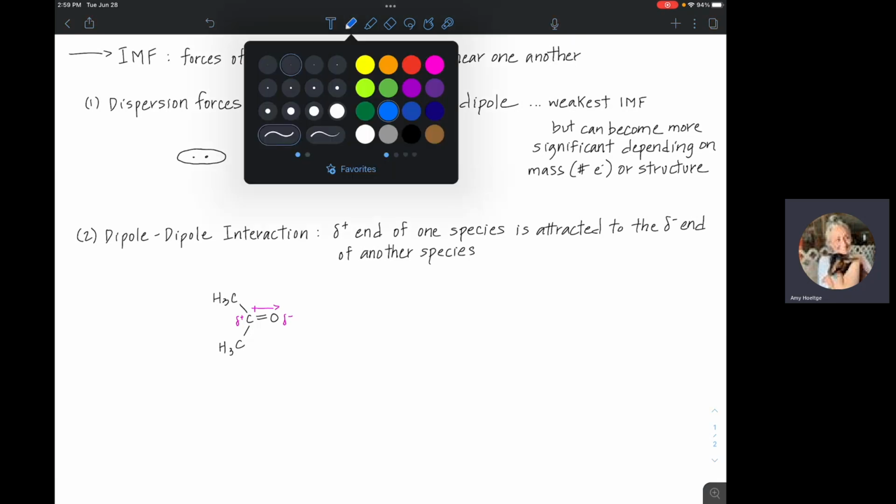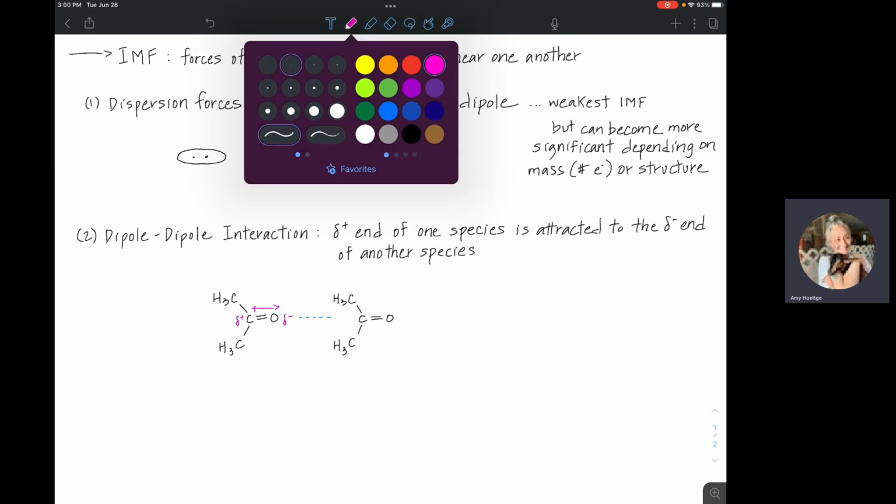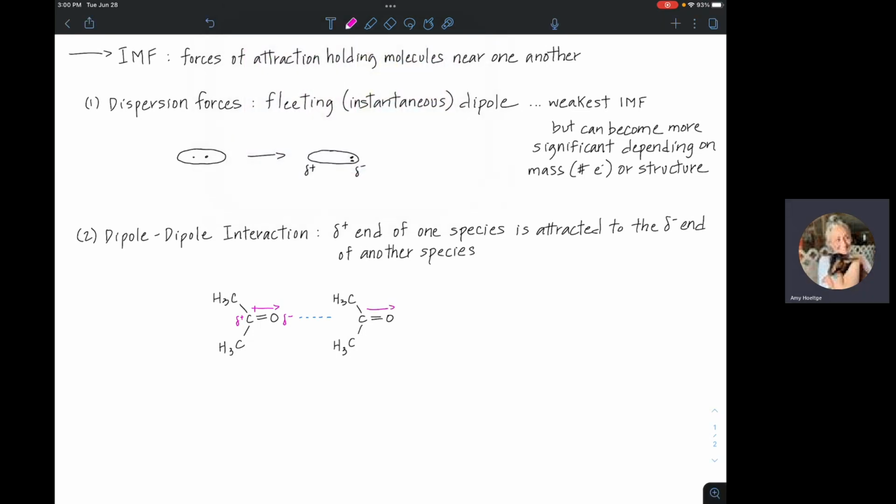And so if you put this into a sample with other acetone molecules, we just have a glass of acetone, right? We have an attraction between these two dipoles. So again, it's the same molecule. We have a partial positive charge here, partial negative charge here. And this right here is our dipole-dipole interaction.